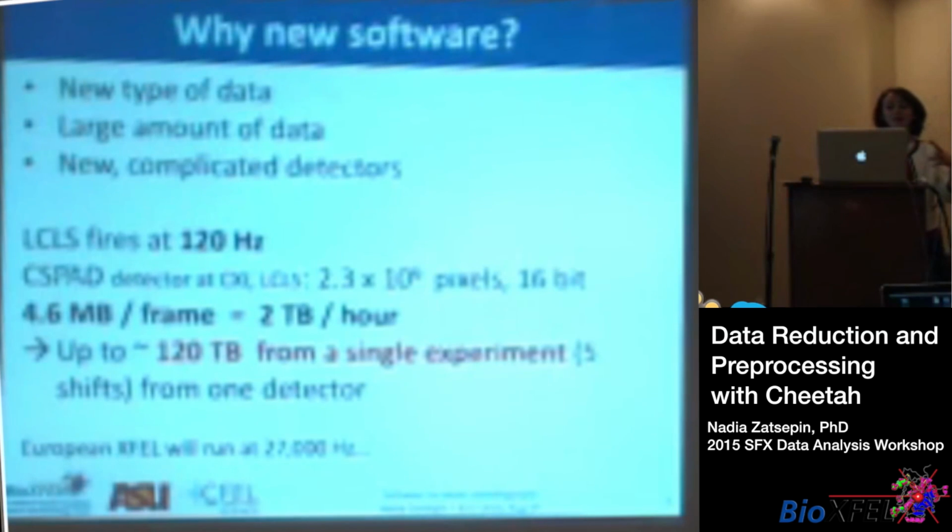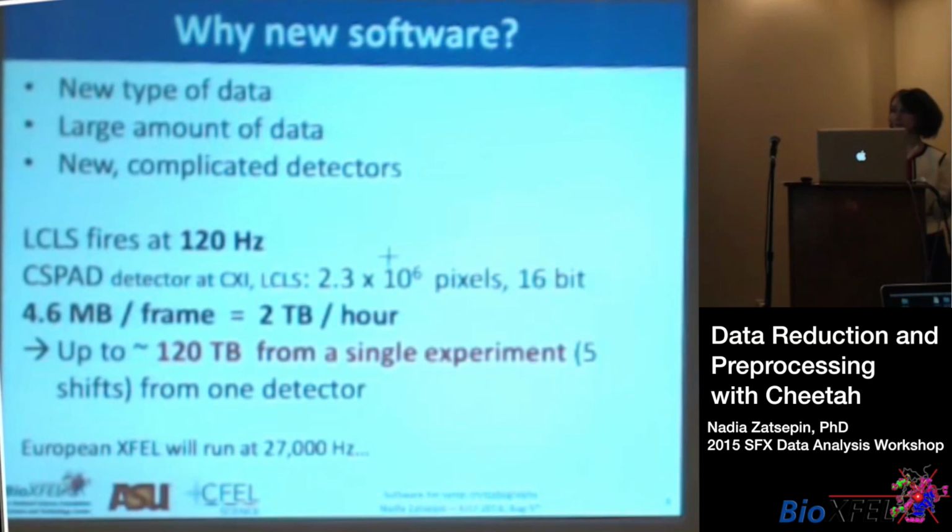So we already covered this, but to give you an example of how much data you can be recording. The main detector used at CXI is the Cornell-SLAC pixel array detector, the CSPAD. One diffraction pattern is roughly 5 megabytes, which leads to about 2 terabytes per hour if you are recording continuously with a single detector. So after 5 shifts, you have 12-hour shifts, a typical experiment, if you're lucky, is 5 shifts, you can walk away with up to 120 terabytes.